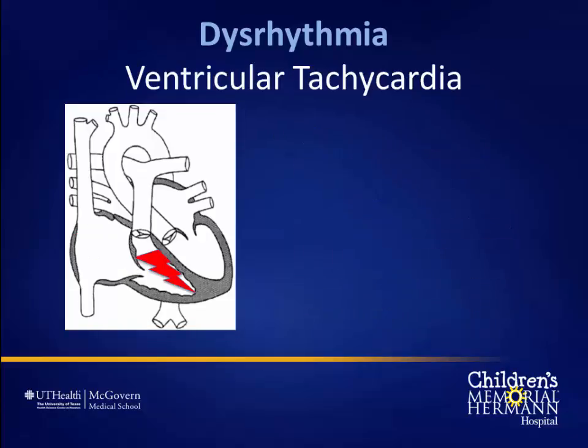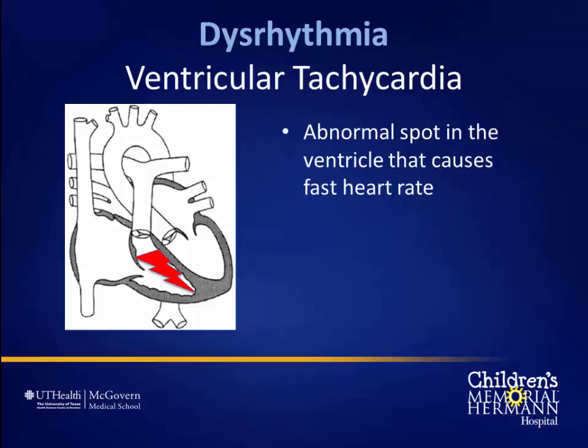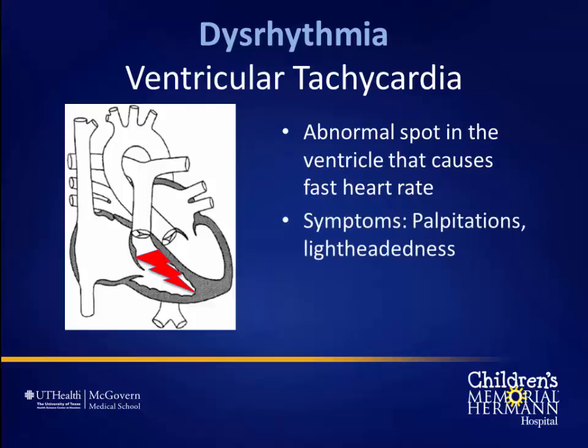The next type of dysrhythmia comes from the bottom two chambers, and they're called ventricular tachycardias. This is when an abnormal spot in the ventricle causes a fast heart rate. And again, symptoms include palpitations, lightheadedness, and fainting. And treatments, again, are going to be medications or ablations, and we can diagnose these from EKGs or Holter monitors.